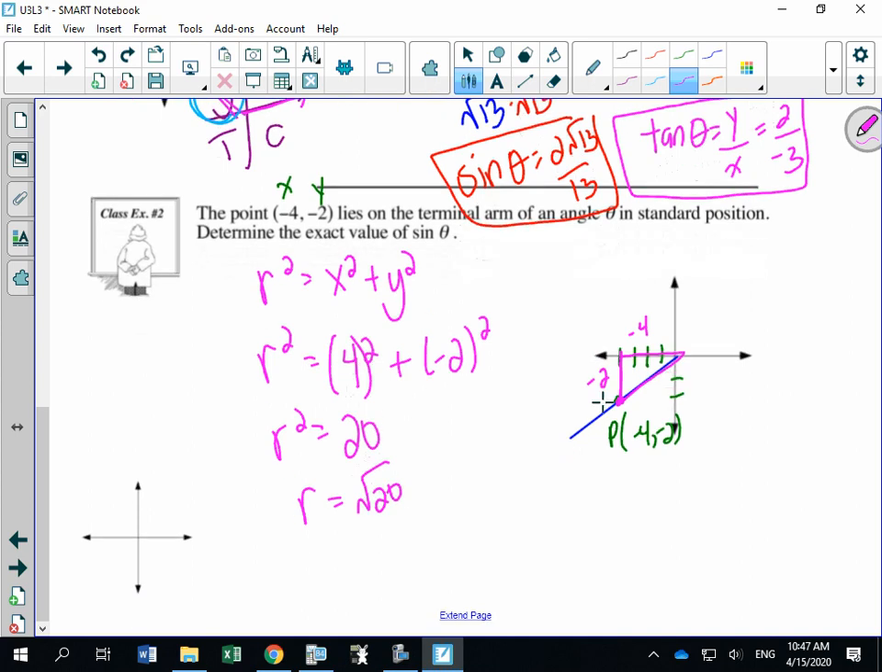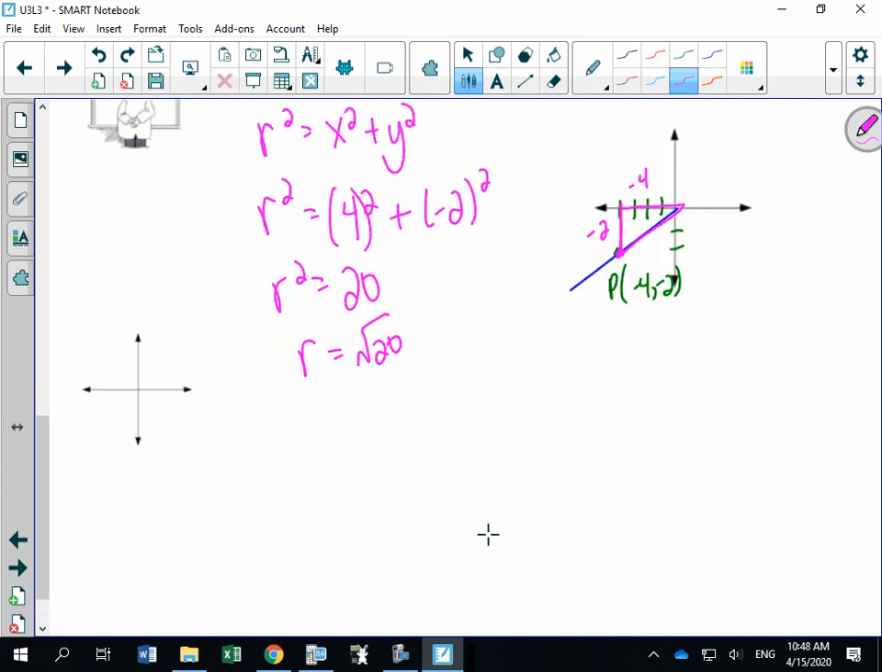I need to see if that could be simplified. The square root of 20, from radicals, would be the same thing as 2 root 5. So my radius is equal to 2 root 5. Now, when I do my trig ratios, my radius will always be positive, but I need to use the values that they originally gave me. So my x is negative and my y is negative.